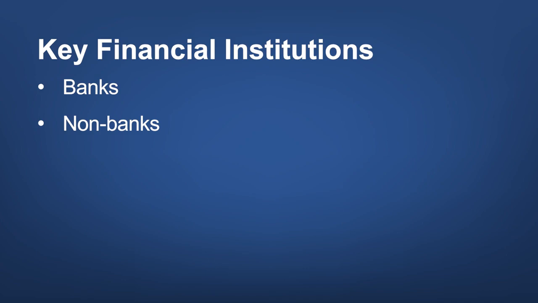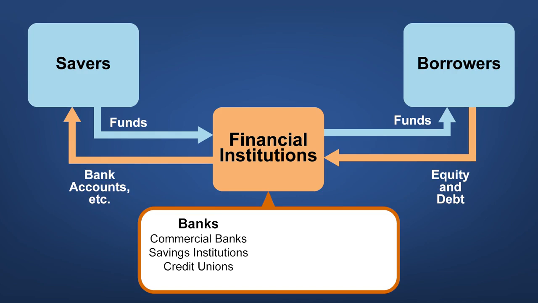Let's open up the financial institutions box. We first make the distinction between banks and non-banks. Banks are the financial institutions that we interact with on a day-to-day basis. These include commercial banks, savings institutions, and credit unions. In different countries, there are other types of banks, but they all do the same thing. They collect deposits from savers and grant loans to borrowers.